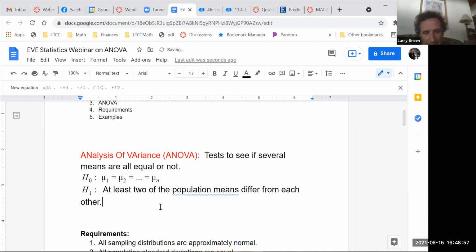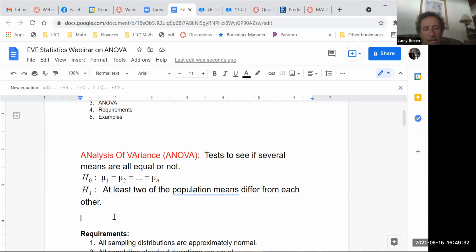Because if there are 2 of them that are different from each other, then they're not all equal, even though all the rest of them might be the same. But if they're not all equal, you can grab 2 of them that are not the same. Maybe 3 of them, but maybe only 2 of them. Does that make sense? So that's a big deal. That is the alternative hypothesis.